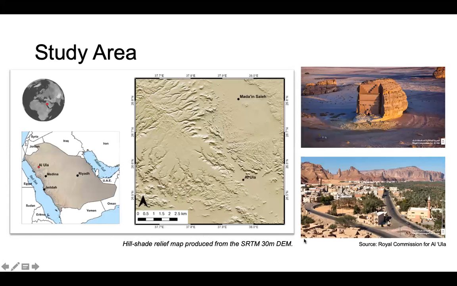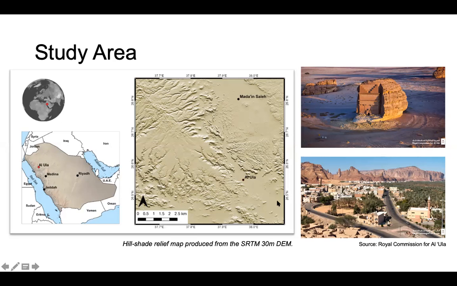So this is my study area in northwestern Saudi Arabia. Essentially it's an area of rocky desert where you've got the underlying bedrock in the bottom here, with, I don't know if you can see my cursor, the main town in the bottom, and then these elevated plateaus and mesas higher up.